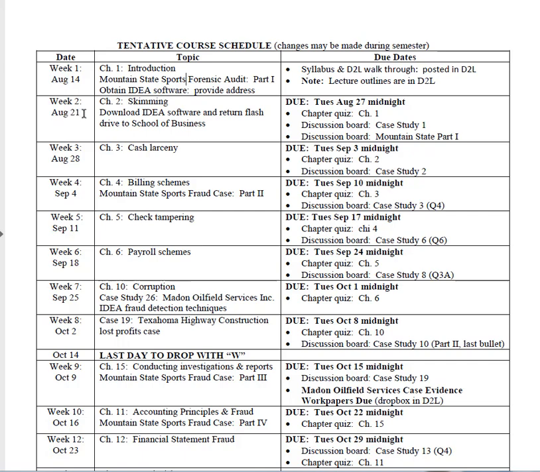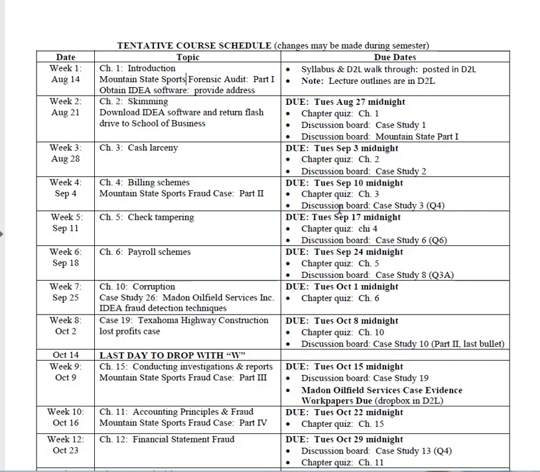And week 2, which will be August 21st, the due dates are August 27th at midnight. So the chapter 1 quiz, the discussion board for case study 1, and the discussion board for these 3 things here are due by midnight at the end of that week. And then what's due in week 3? The last day of week 3 is September 3rd. These 2 things are due by that time.